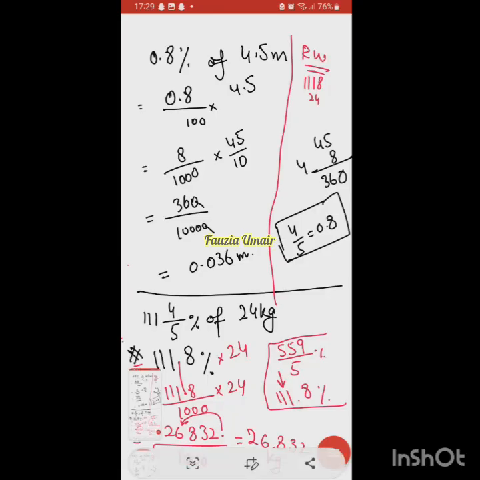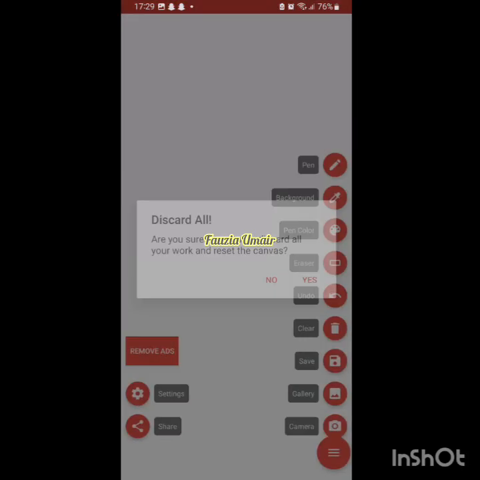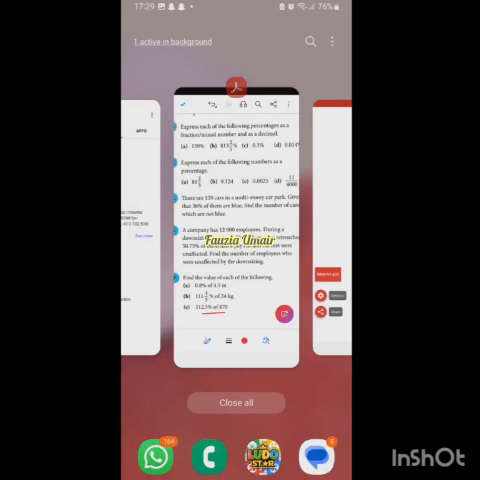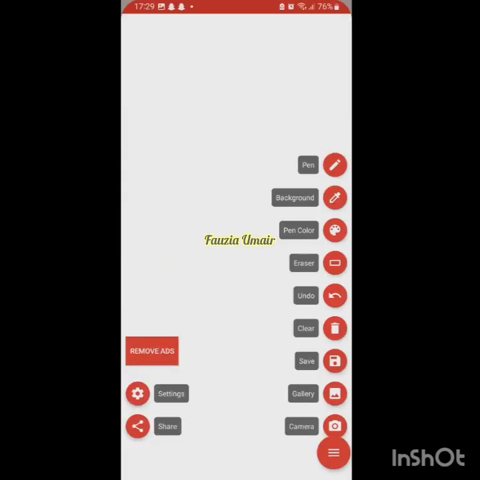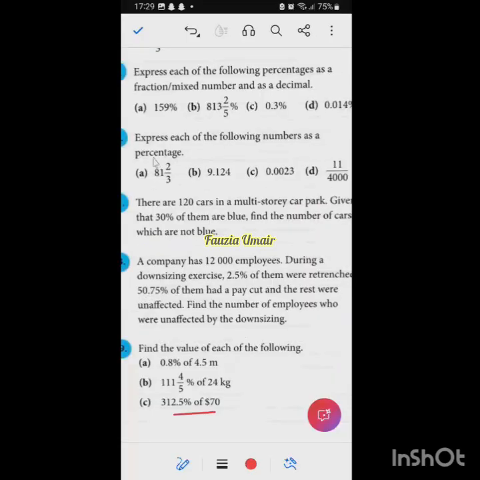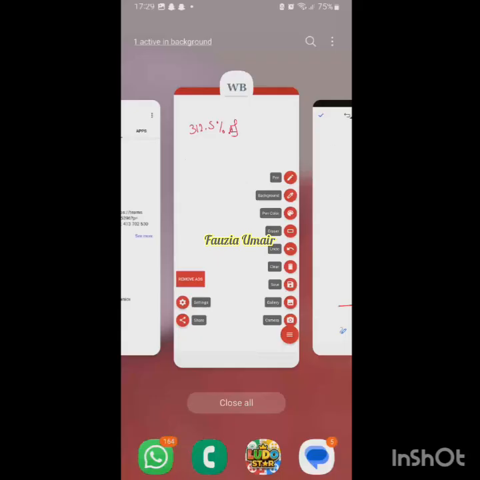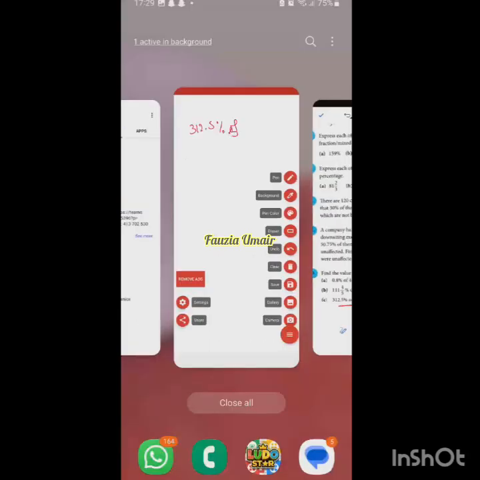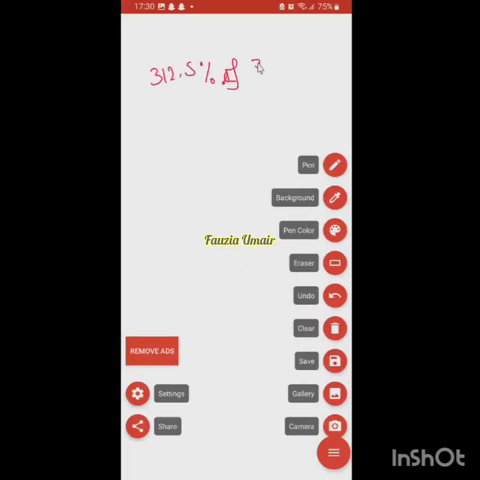All right. So the last part of this question is 312.5% of $70. So this is the last part. How to find out the value?